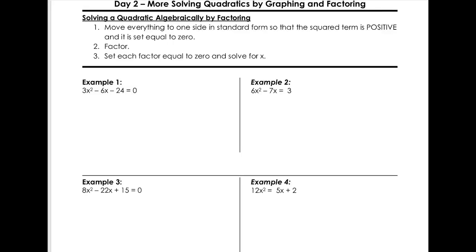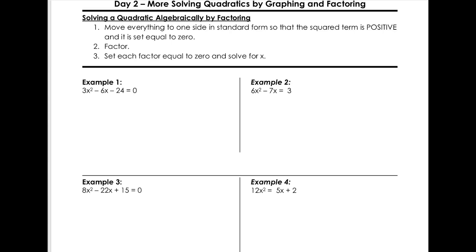Well, guys, I'm still sick and I can't make it in again, so I'm going to go ahead and make a video for you one more time. We're doing more solving by quadratics, graphing and factoring. We'll add maybe one new thing to this.